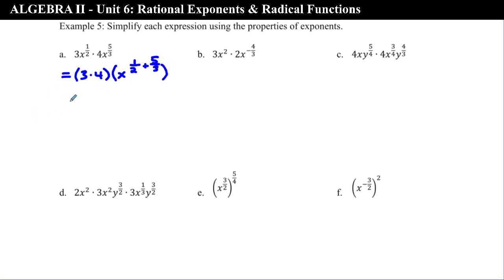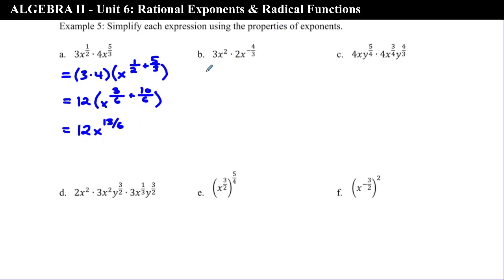Now, 3 times 4 gives us 12. We can go ahead and write that part. But for the x part, with these exponents, you have to find a common denominator, and that common denominator is 6. So 1/2 is 3/6, and 5/3 is the same as 10/6. Once you have a common denominator, add those exponents. So you've got 12x to the 13 over 6. That's it. Once you've combined everything, you're done.